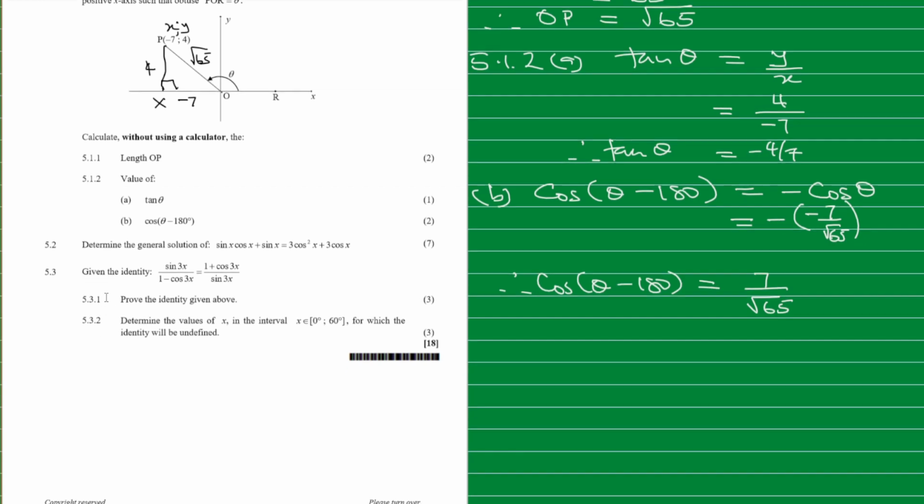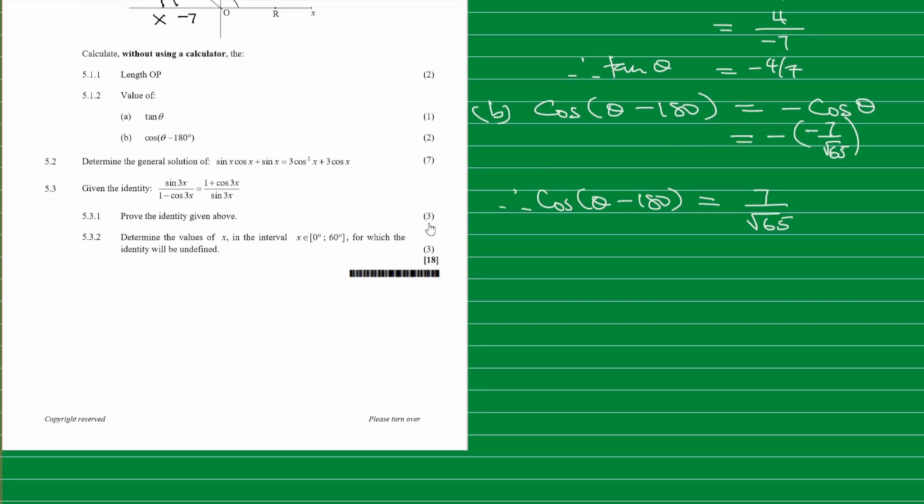Then question 5.2, determine the general solution of sin x cos x plus sin x is equal to 3 cos squared x plus 3 cos x. Let us write it here. 5.2, sin x cos x plus sin x is equal to 3 cos squared x plus 3 cos x.